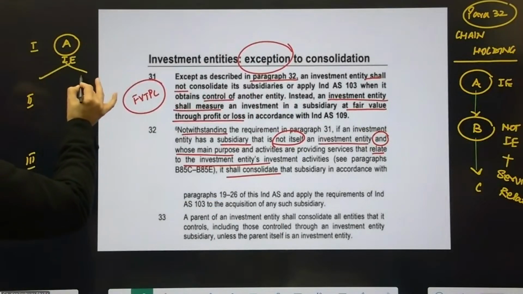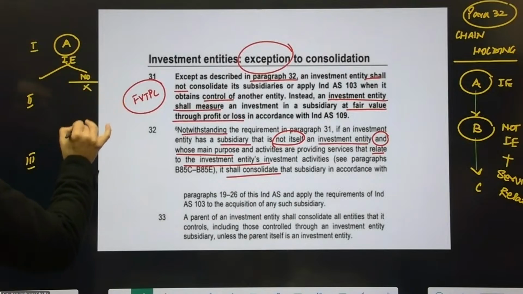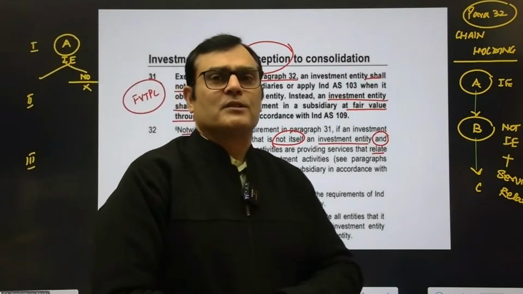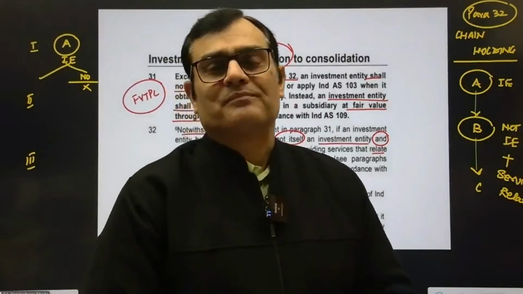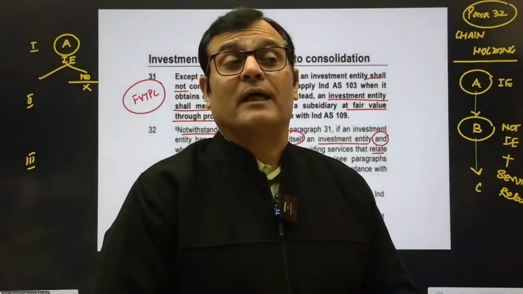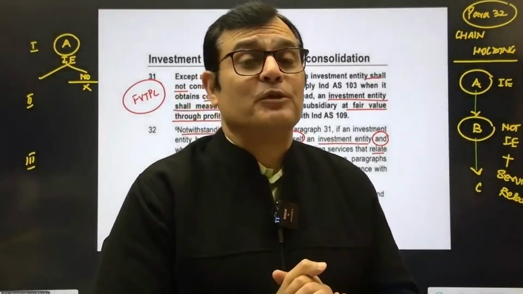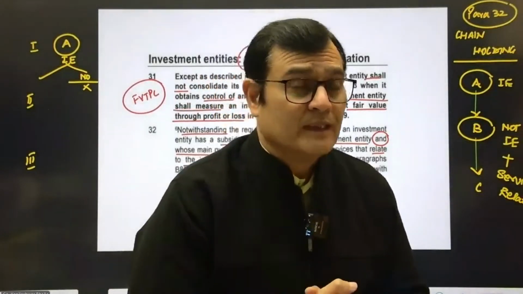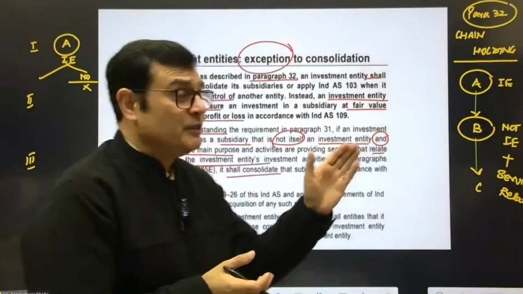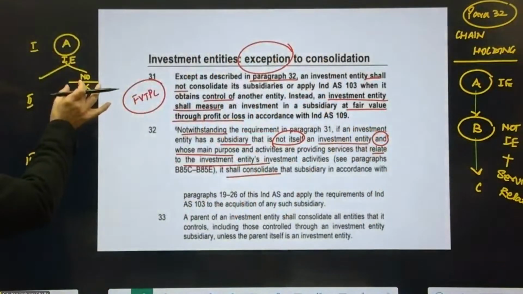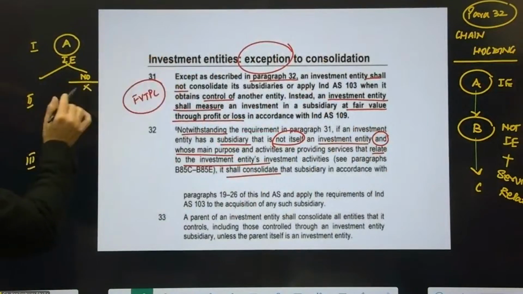If you say no, it's not an investment entity, para number 4B does not apply to it, because the parent is not an investment entity. So therefore, para number 32 cannot apply to it. Therefore, para number 4B and 32 cannot apply, so it is supposed to consolidate now. If you say yes, you go to step number 2.